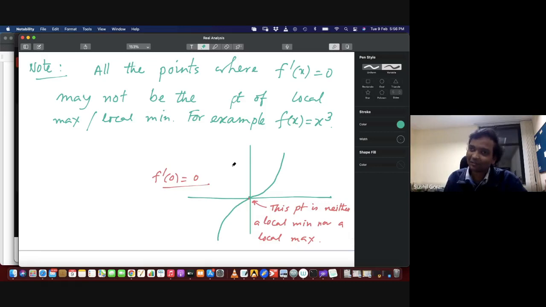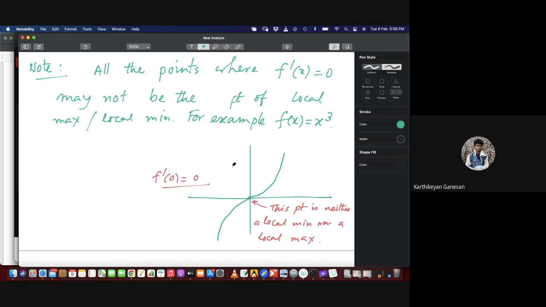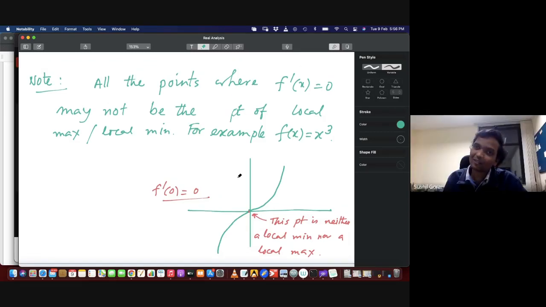Tangent will be parallel. That does not mean it will always be a local max or local min. So this is called a saddle point.